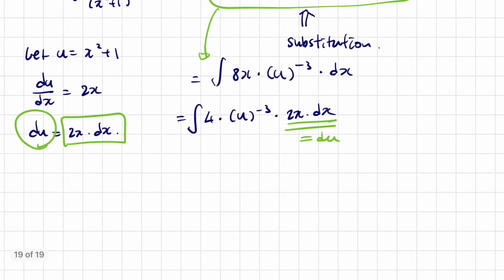And that means we can rewrite the integration as 4 times u to the power of negative 3 times du.